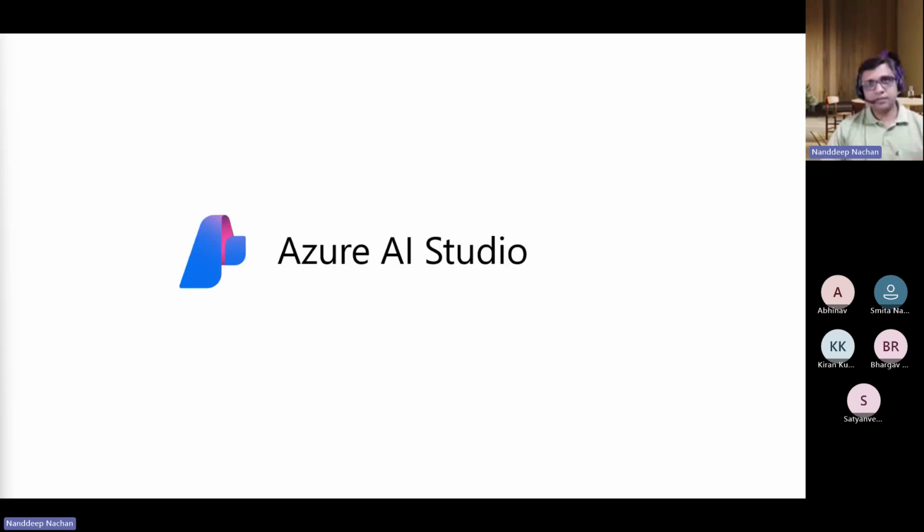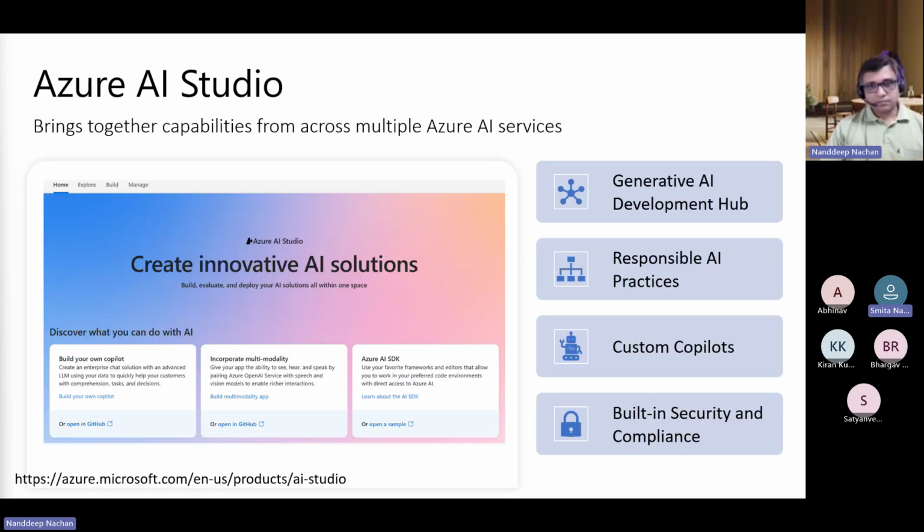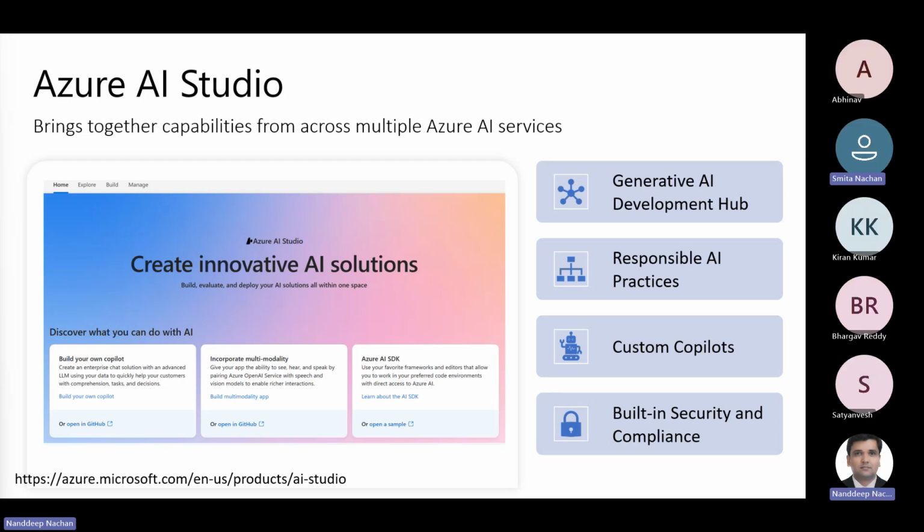But let's get to the basics. Let's get started with Azure AI Studio. Azure AI Studio is your all in one AI platform for building, evaluating, and deploying generative AI solutions and custom copilots. It brings together capabilities from across multiple Azure AI services. It is a comprehensive platform that empowers developers of all abilities and preferences to innovate with AI and shape the future. It seamlessly integrates multiple Azure AI services and tools, allowing you to explore, build, test, and deploy AI solutions.